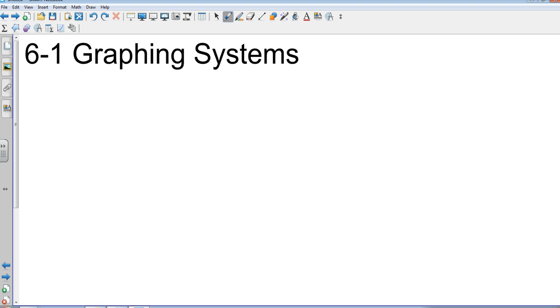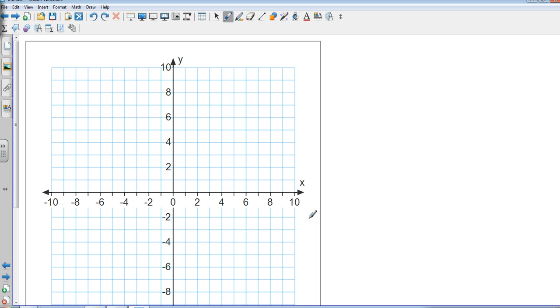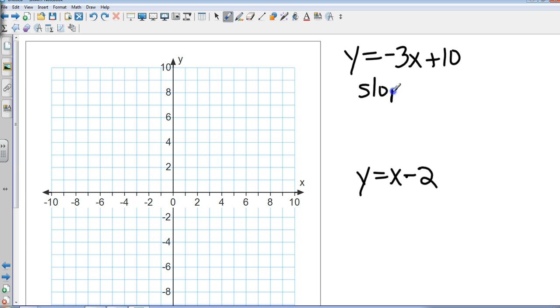Let's start with y equals negative 3x plus 10. I'm going to go ahead and get some graph paper. Let me get a new page. Graph paper. All right, so we're going to start with, again, y equals negative 3x plus 10. And we're also going to graph the second one, which is y equals x minus 2. Okay, no shading on this one. These are equal, so they'll be solid lines. So let's identify our slope and y-intercept on both of them, and then let's graph them.